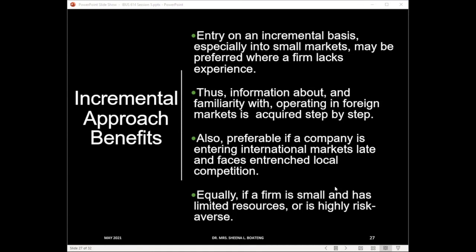So the incremental approach helps you to be able to take baby steps in terms of learning the conditions in these markets, the behavior of these competitors, how competition in that market is like, and how you are going to position yourself entering into this market in relation to all the competition that you are seeing, right? So if you are a firm that doesn't have enough to be able to take high levels of risk, the incremental approach is the best for you.